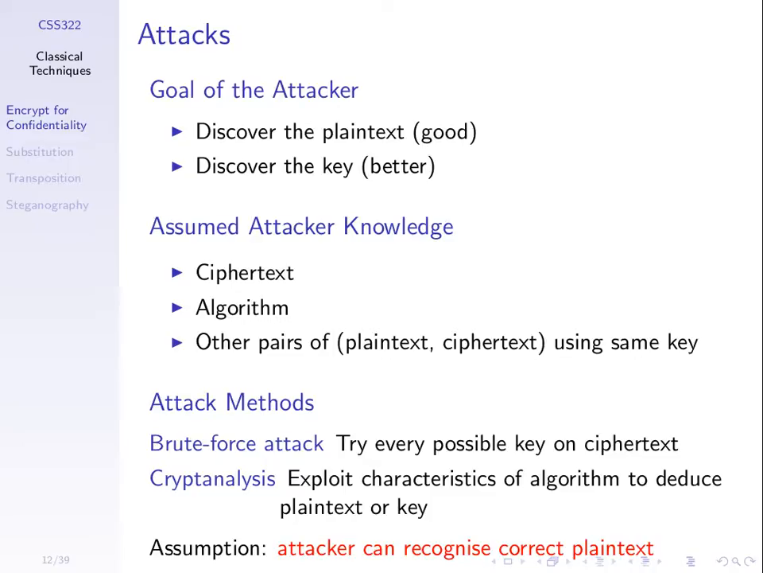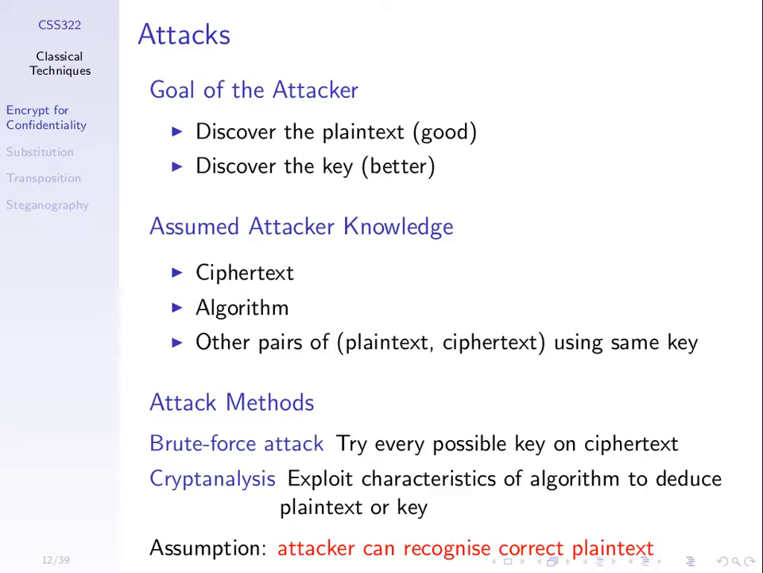Getting the key is better, because then, if the other users don't know, you can easily decrypt subsequent ciphertext that you come across. The attacker, we assume, knows the ciphertext, so we can obtain the ciphertext, and we know the algorithm being used. That's an assumption. Hiding the algorithm is usually not possible and adds very little extra security. We'll see today in some attacks where the attacker often makes use of known pairs of plain text and ciphertext, and that's what we'll see in some extra, different attacks.